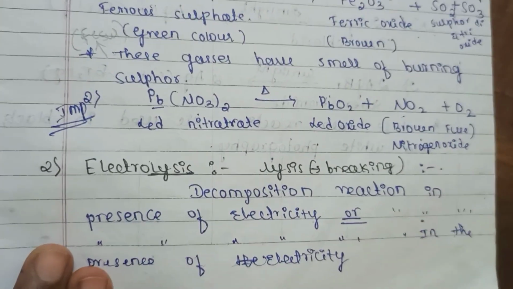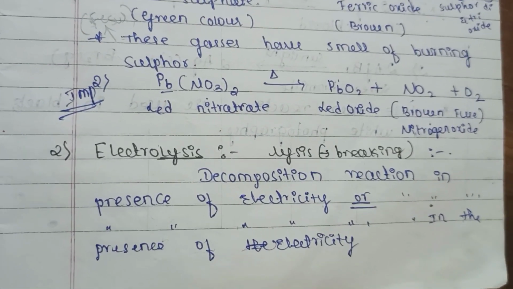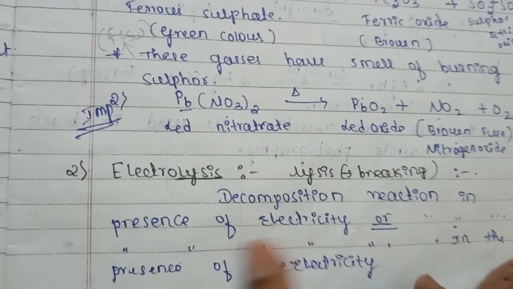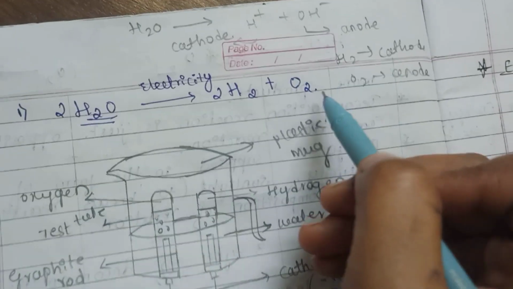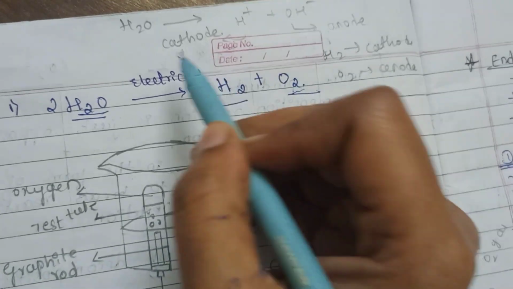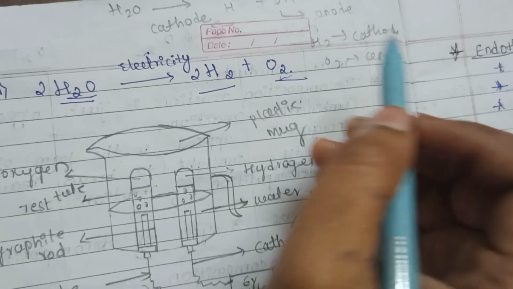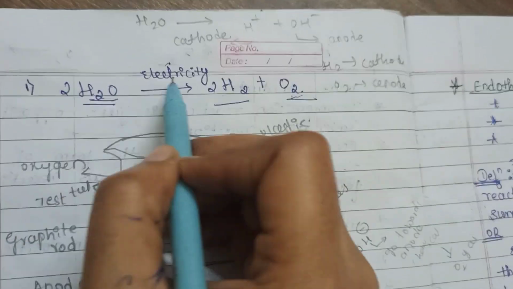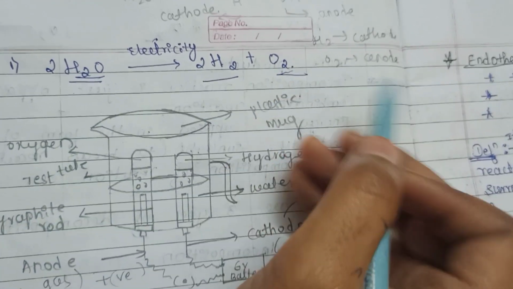Next we will go towards electrolysis. Electrolysis is also a type of decomposition reaction, in the presence of electricity. If the reaction goes on in the presence of electricity, we call it an electrolysis reaction. See the example: 2H2O. Water will break down into H2 molecule and O2 molecule in the presence of electricity. See how H2 and O2 molecules are very tightly bonded. We can't break them with a hand or a normal instrument. So by using electricity, we will break down H2O into H2 plus O2.